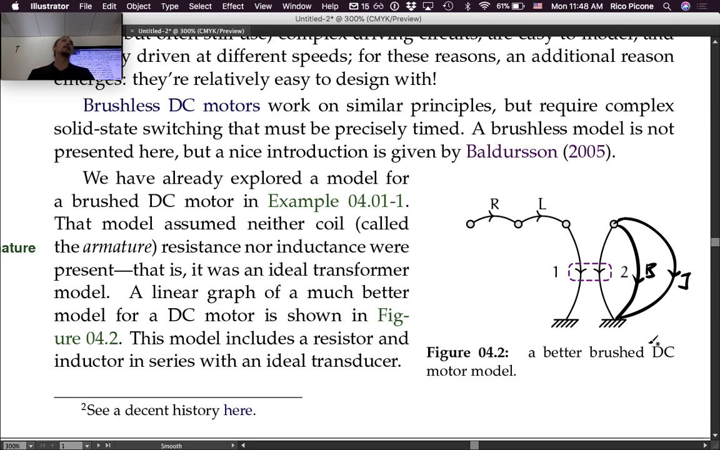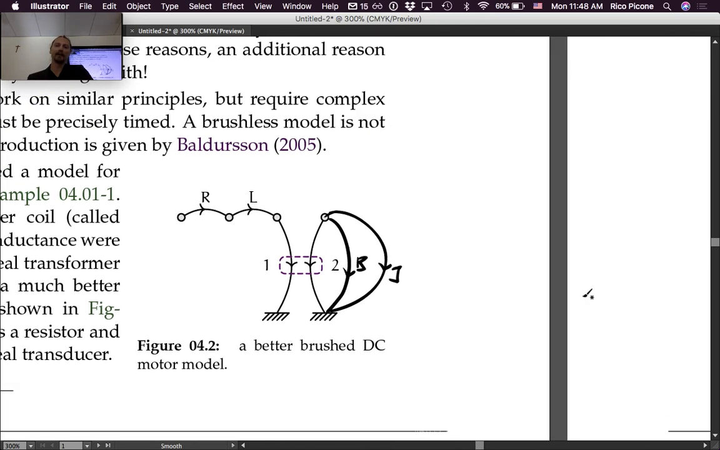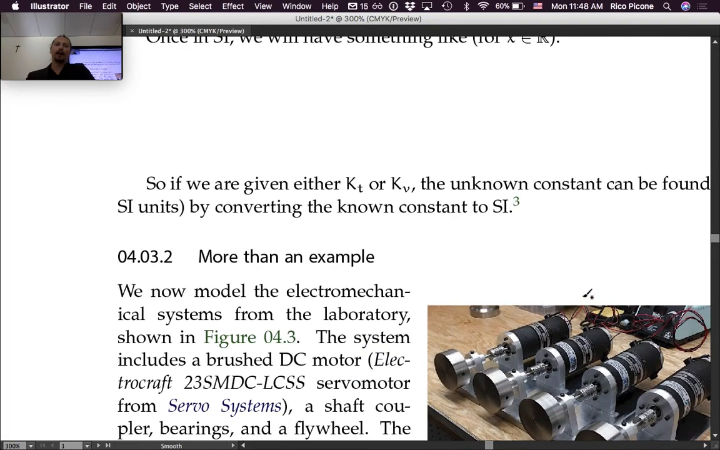It's more than an example. It's really a very important, very detailed analysis that we'll do of a motor. And you don't have to include these in your first crack at a motor model, but it's good to include them to get a really accurate model. So this is a pretty good model that we're going to consider in depth.